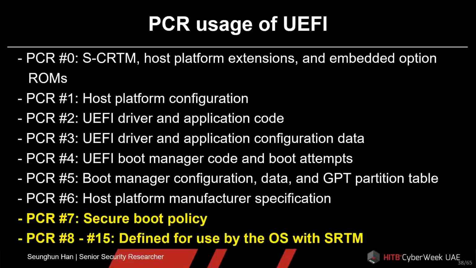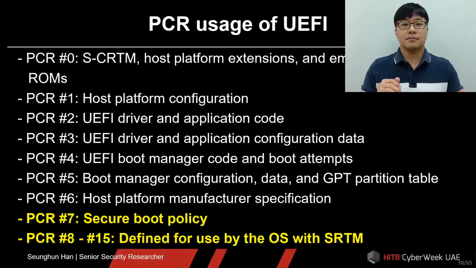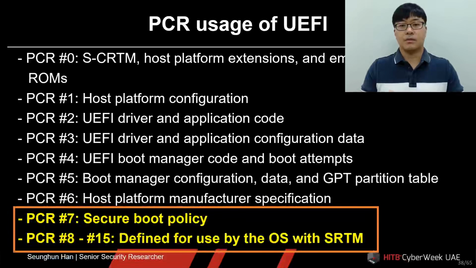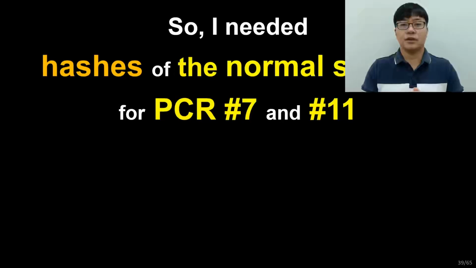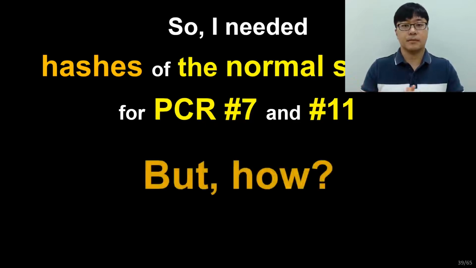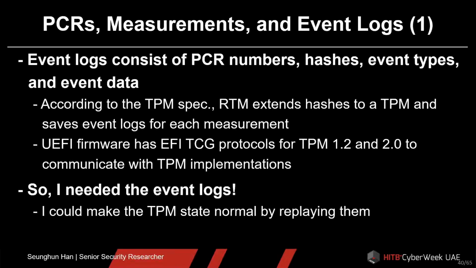Then what information is stored in PCR numbers 7 and 11? This is the PCR usage of UEFI. The TPM specification says secure boot policy information like keys and certificates used by UEFI are stored in PCR number 7, and OS-defined information is stored in PCR number 11. So I concluded that I needed hashes of the normal system for PCR numbers 7 and 11. Because, as you know, I could reset the TPM with my vulnerabilities, it meant I could make PCR numbers 7 and 11 normal by replaying normal hashes. But how? I could get them from event logs.